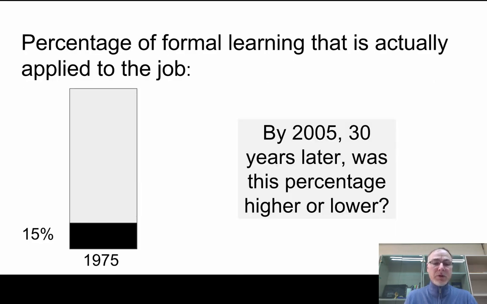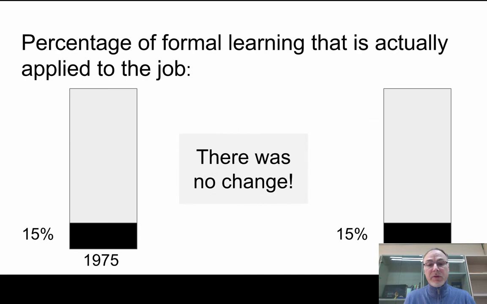So you may recall early in the course we talked about the percentage of formal learning that's actually applied to the job. This is formal training that gets applied. In 1975 it was 15%, and by 2005 it was approximately 15%. The research shows that there just hasn't been much change during that time span in the amount of formal learning that's actually applied to the job.